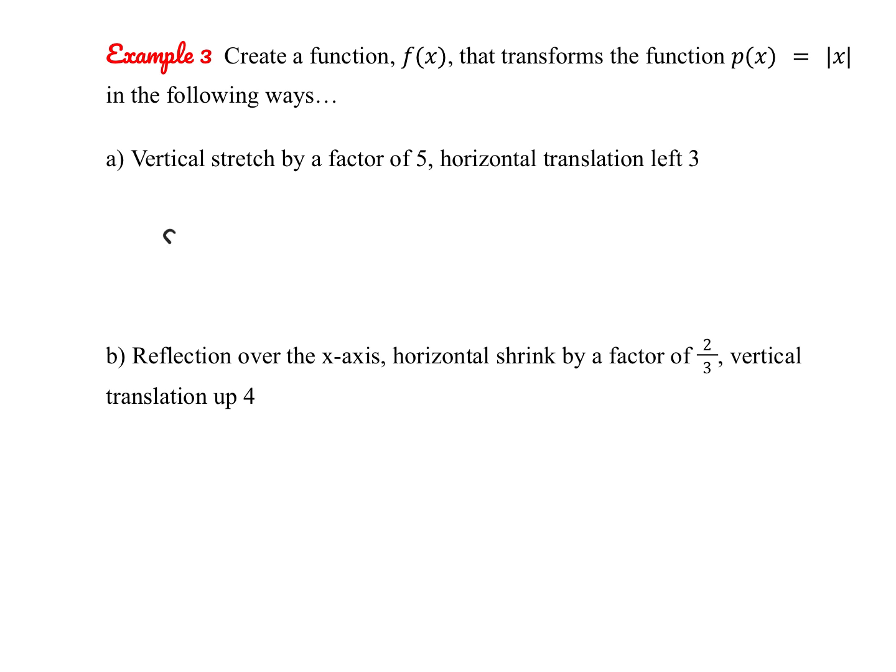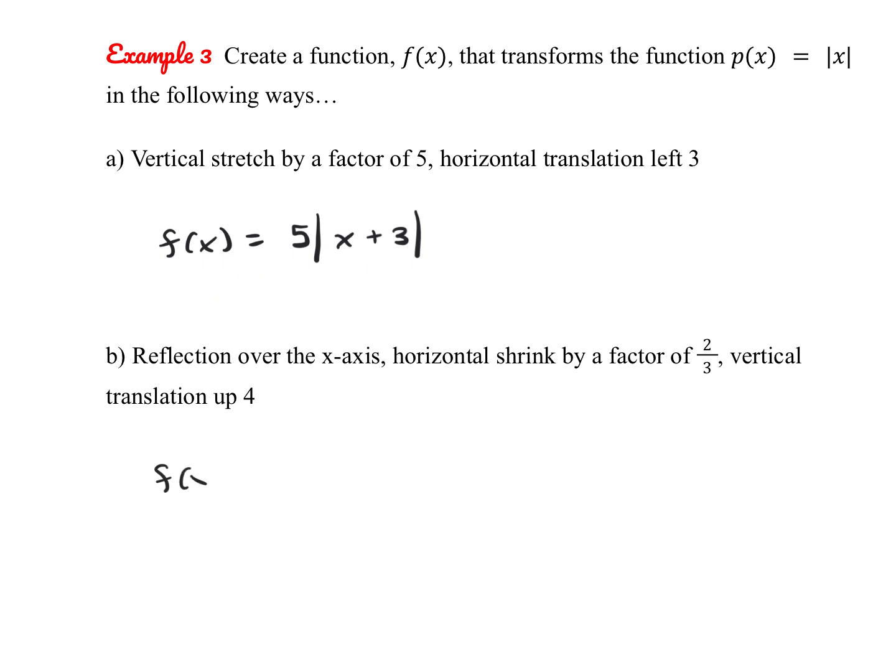So I have f of x equals, so here I have a vertical stretch by a factor of 5, so that means I multiply by 5 outside, and then I have the horizontal translation left 3. So I know that's going to go inside my absolute values because it's horizontal, and if I want to go left 3, I'm actually going to add 3 to the x value, and that's it. And then let's try this one.